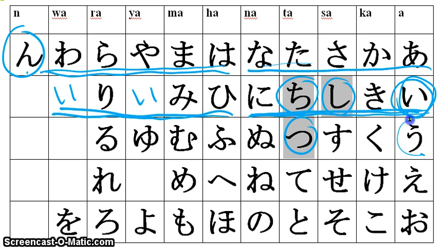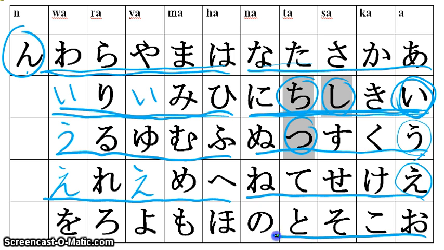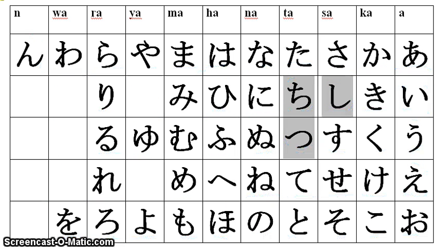And here's the U row. So we're going to put a U in the blank here. U, ku, su, tsu, nu, hu, mu, yu, ru, U. And this is the E row, so let's put E in these blanks. E, ke, se, te, ne, he, me, re, E. O, ko, so, to, no, ho, mo, yo, ro, wo. And hopefully now you're a little bit more aware of the 46 letters of hiragana and how the chart is laid out into the different patterns that you see and that you can hear.